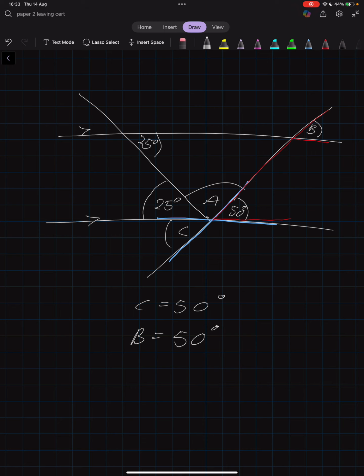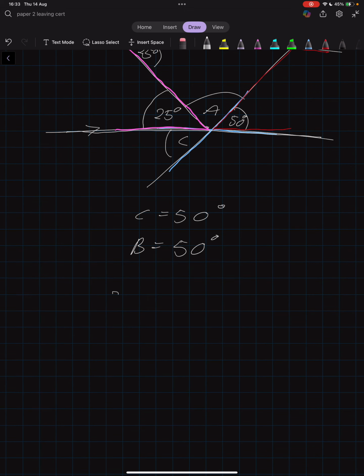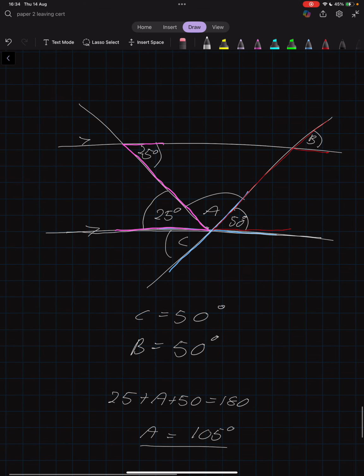It's 25, because these two are alternate. So I can find my Z. This way I can say, well, hold on, I have a straight line here. And therefore I can say that 25 plus A plus 50 is equal to 180. And therefore A is going to be equal to 105 degrees. So that's one way you can figure out A.